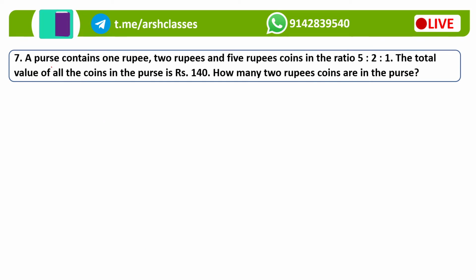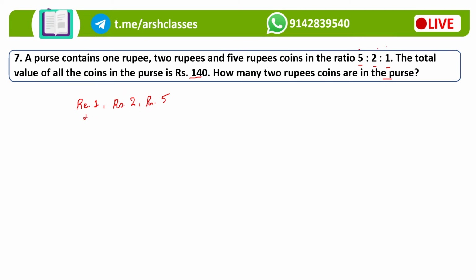Here it says that a purse contains 1 rupee, 2 rupees and 5 rupees coins in the ratio of 5:2:1. The total value of all the coins in the purse is rupees 140. How many 2 rupees coins are in the purse? So there are 1 rupee coins, then 2 rupees coins, and then 5 rupees coins, and they are in the ratio of 5:2:1.